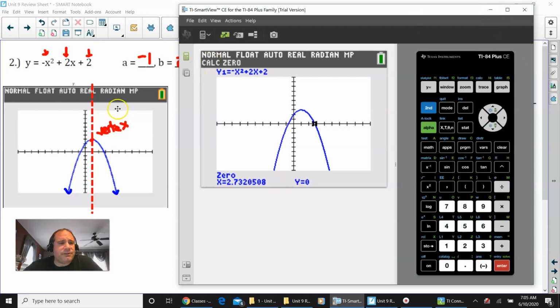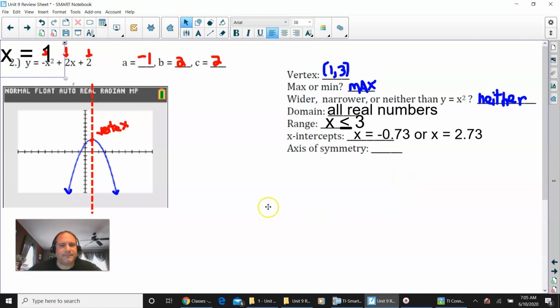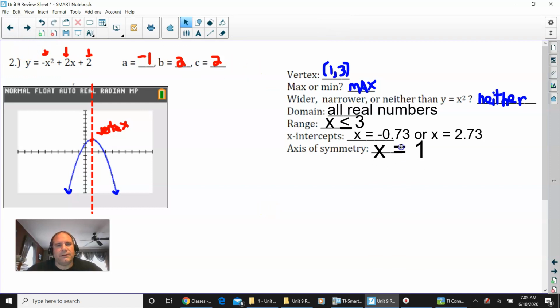So that is it. The axis of symmetry is x equals 1. And that's about it. x equals 1 for the axis of symmetry. All right, and that is that for number 2. Hopefully that helped you out.